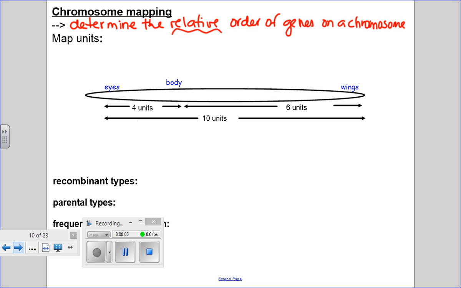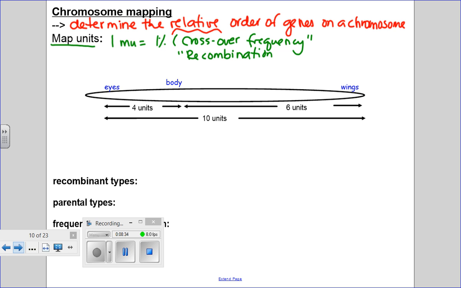So instead, because this is what scientists do, we just made up a new unit that we're going to use. We're going to use what's called a map unit. One map unit represents 1%. And that 1% is talking about the crossover frequency, which we will call recombination. So every time two genes cross over 1%, we would say that they are one map unit apart. If they cross over 50% of the time, we would say that they are 50 map units apart.